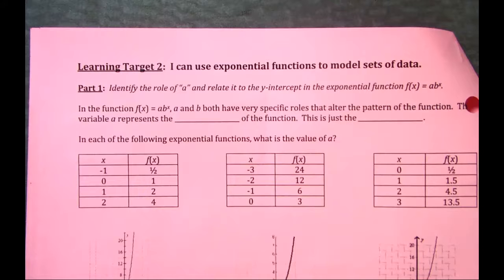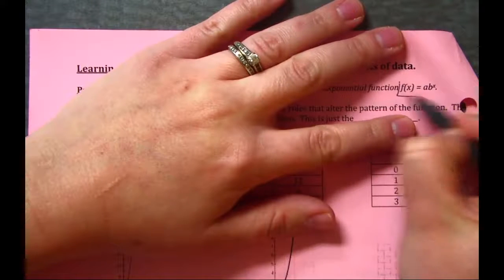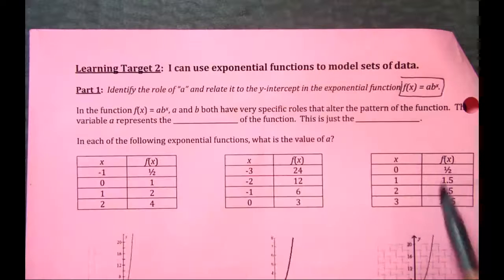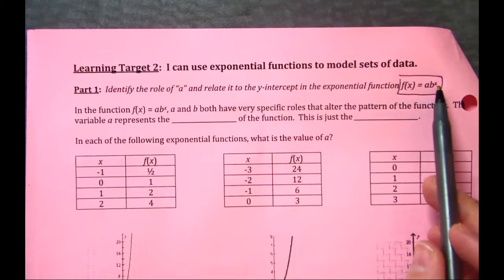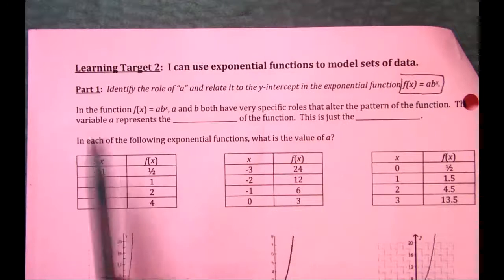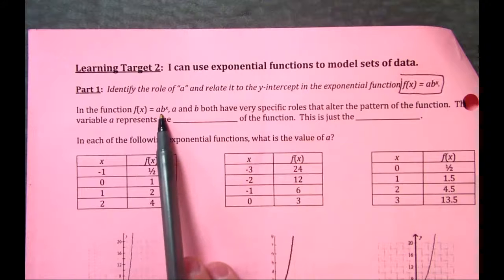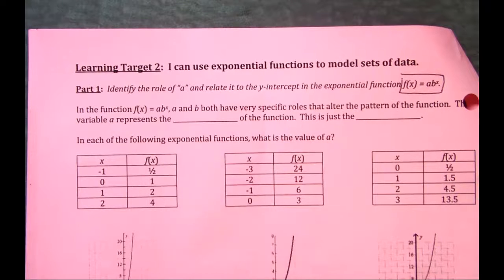The first part is to just talk about what the role of a is and then relate it to the y-intercept in the exponential function. So this is what an exponential function always looks like right here. f of x equals a, some number, times b, a different number, to the x power. The fact that x is in the exponent is really what makes it an exponential function. So in this function, f of x equals a times b to the x power, a and b both have very specific roles that alter the pattern of the function.